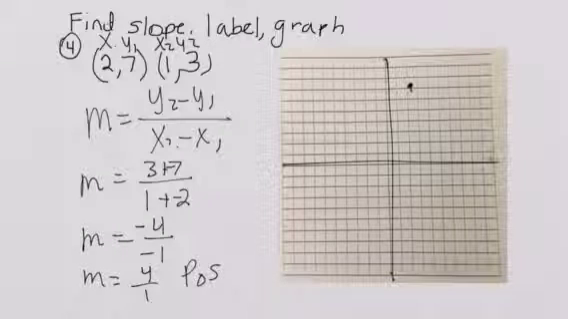And our second ordered pair, which is 1, 3. Start with 1, 3, and we're going to go up 4, to the right 1, up 4, to the right 1. We're going to go back to our starting point, down 4, to the left 1, down 4, to the left 1. And we have a positive slope.